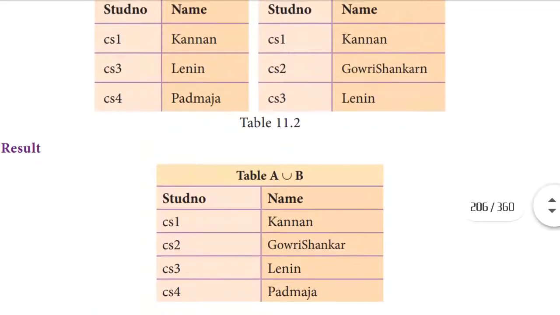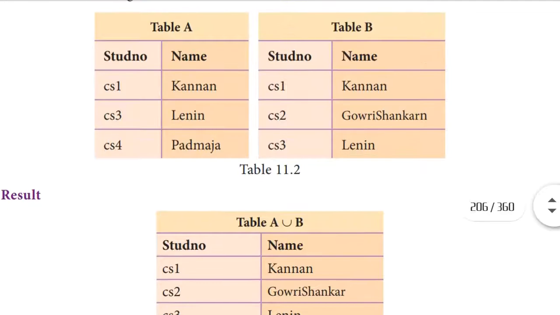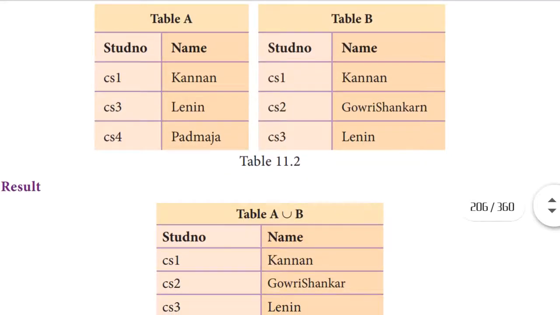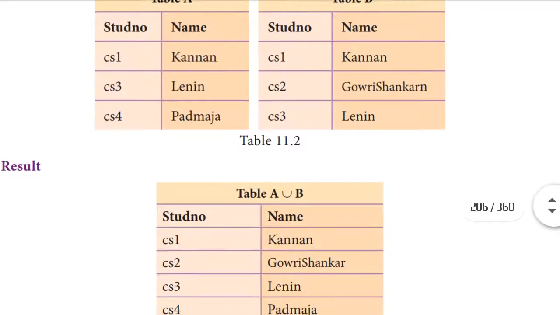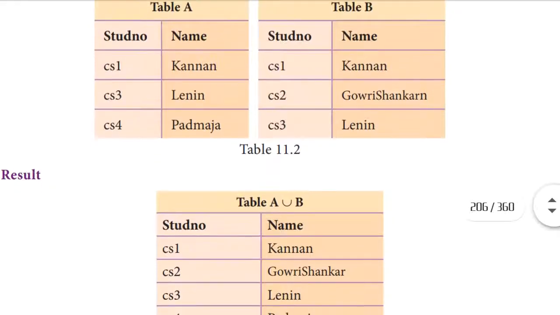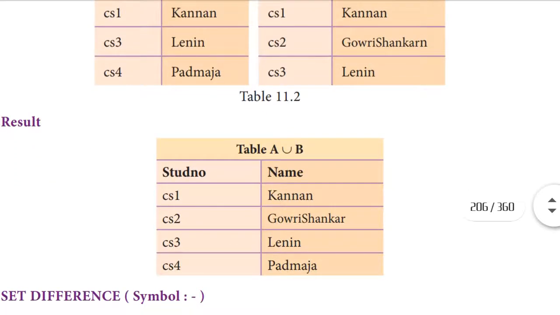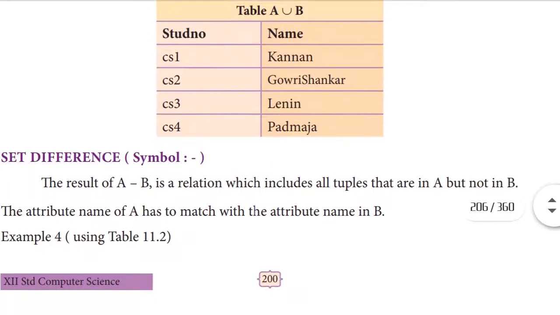If you see here, table A contains CS1, student number 1, Kannan's name. Table B also contains the same. Likewise, CS3 is also repeated in table B. If you see the result table, we can see only one CS1 and only one CS3. So it eliminates the duplicate values. Next we are going to see the set difference.